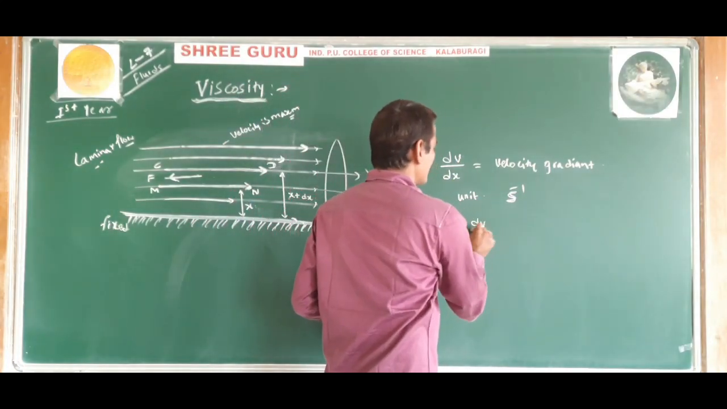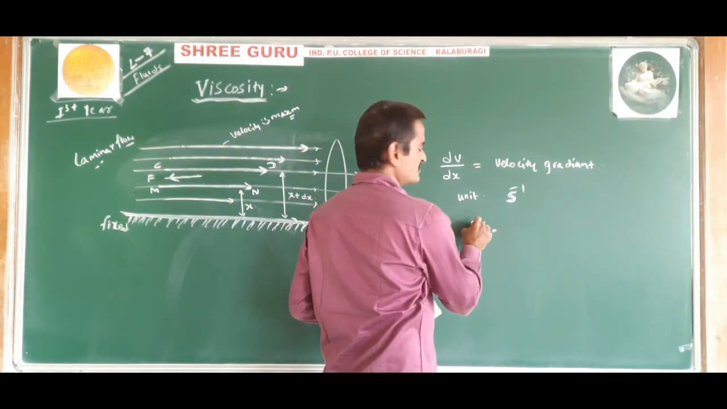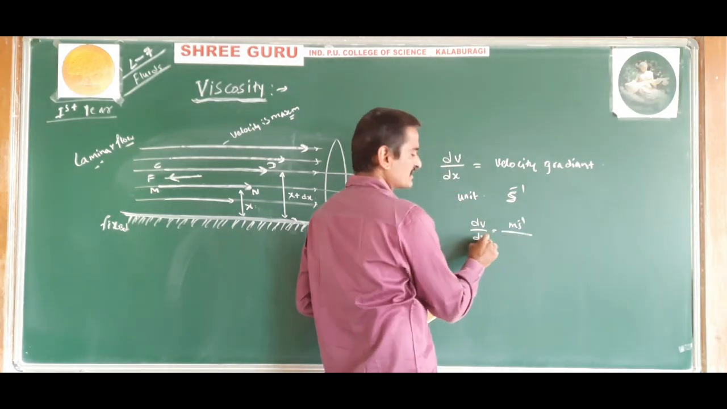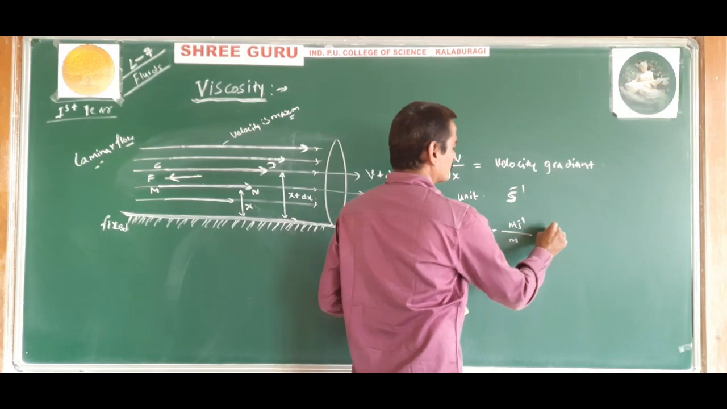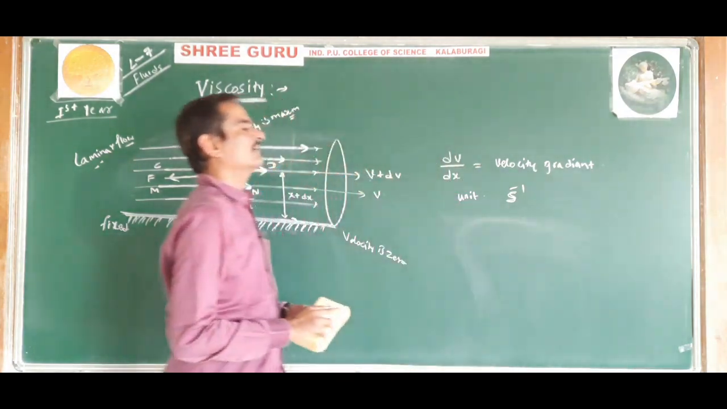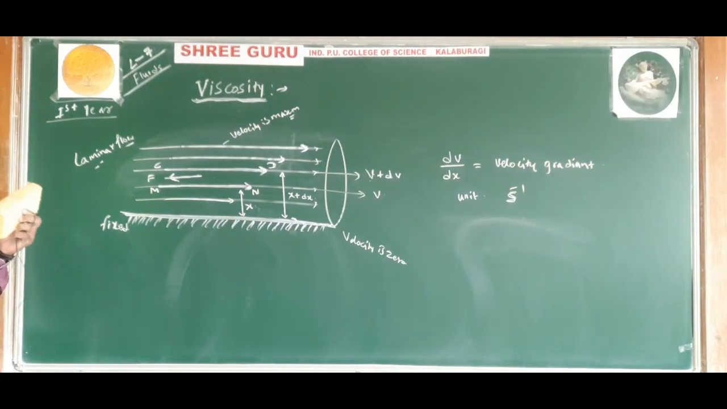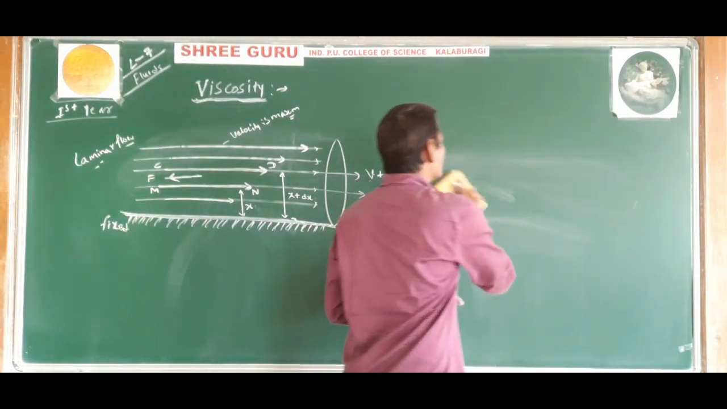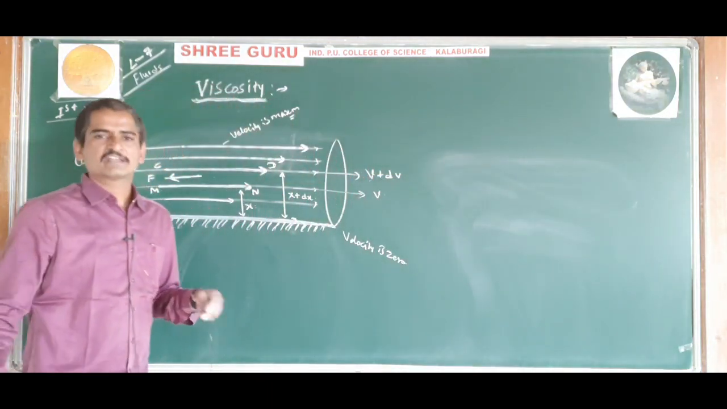That is dV by dx. dV is nothing but change in velocity, in meter per second, and dx is distance, in meter. Meter cancels, so the unit is per second. Understood? The unit of velocity gradient is per second. What is velocity gradient? The rate of change of velocity with distance.